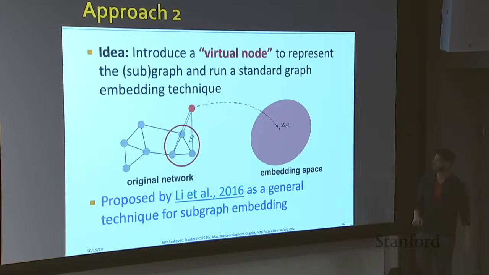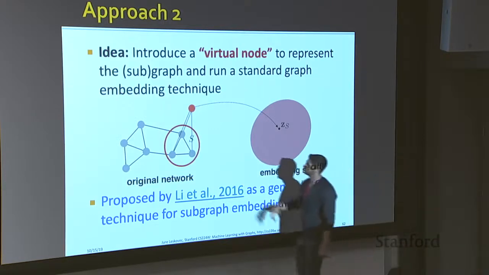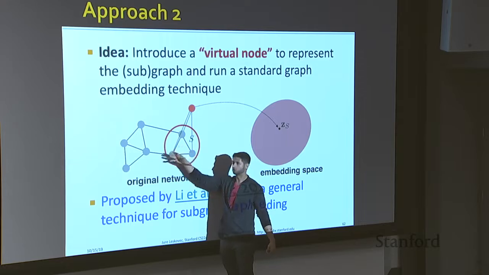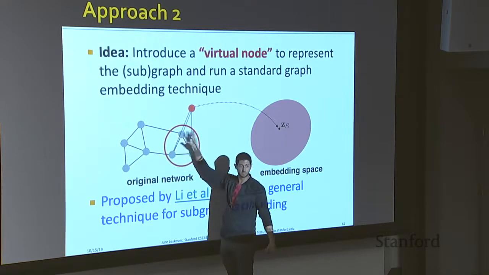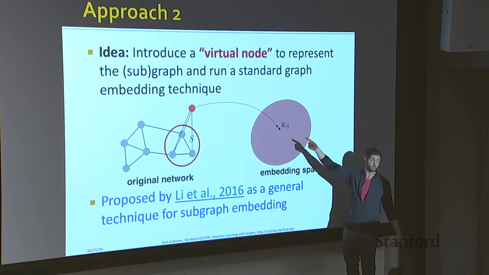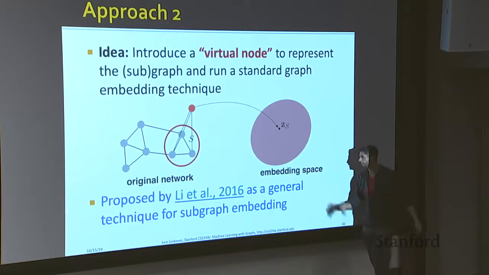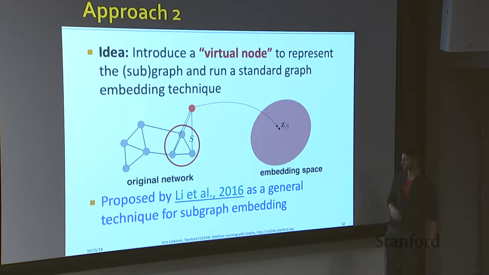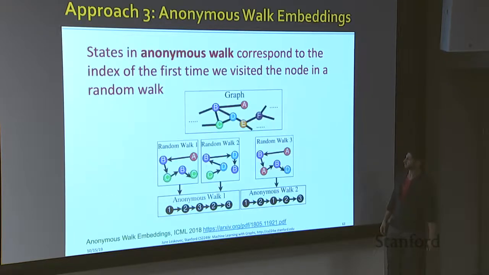Another slightly more advanced approach is you can introduce a virtual node, so you connect together all the nodes in the graph, or maybe even a subgraph of interest that you want to represent, and then you embed only that virtual node, okay? Again, this has been used as a general technique for subgraph embedding. I invite you to check the paper as well.